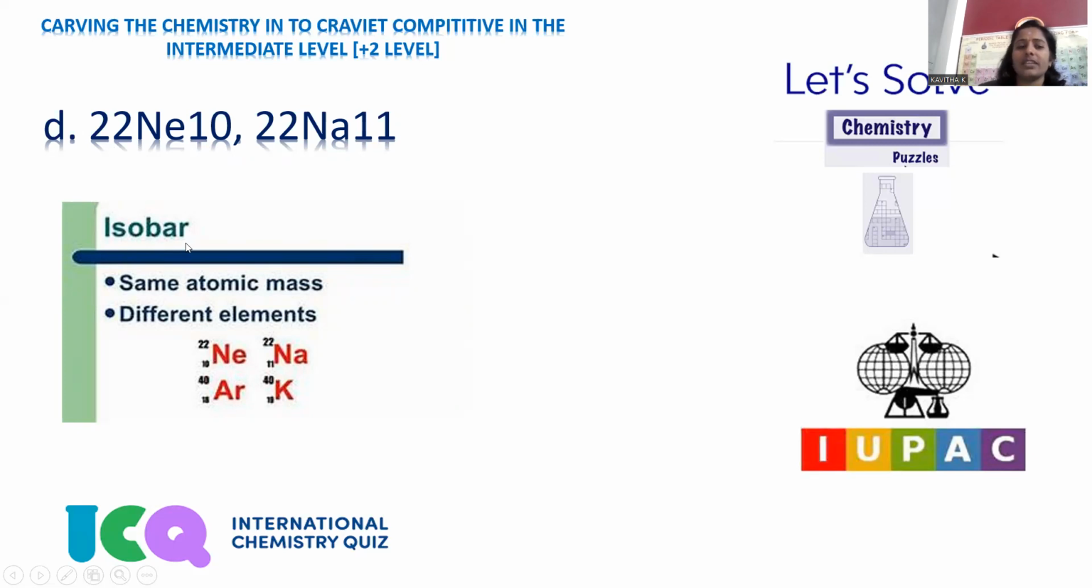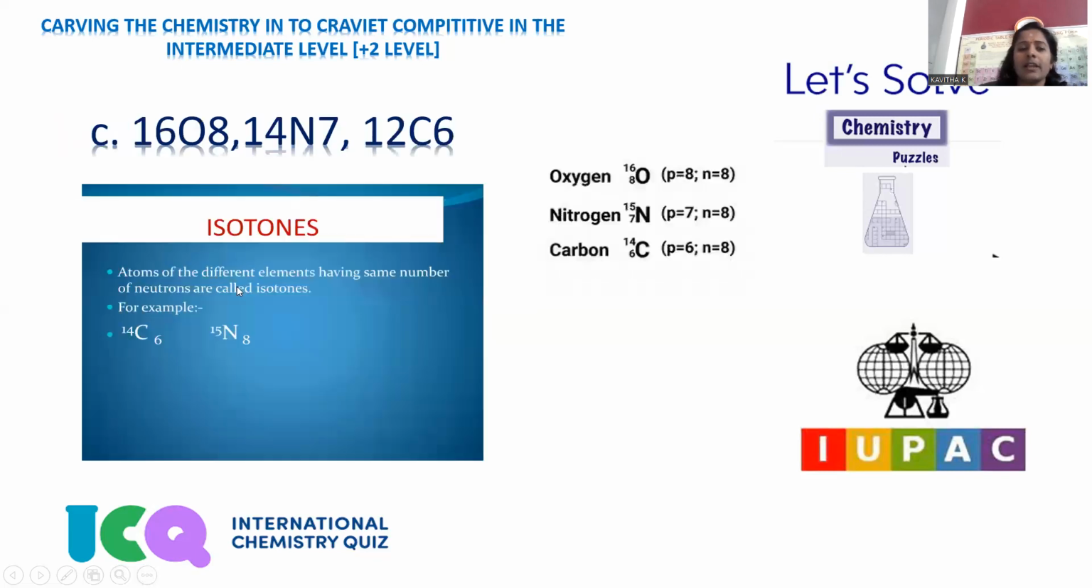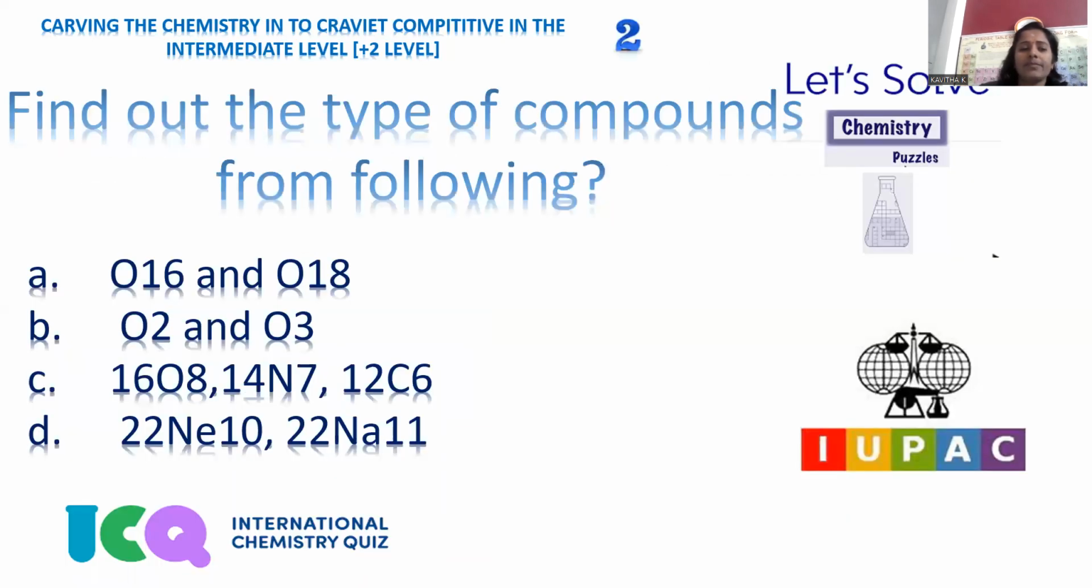This is another term we can say. Isobars are different elements with the same atomic mass. Neon is the isobar of sodium. Argon is the isobar of potassium, where you can find the same atomic mass, but different elements. Elements are different, but the mass number remains the same. Those are called isobars. So in this way, let me conclude: oxygen 16 and oxygen 18 are called isotopes.